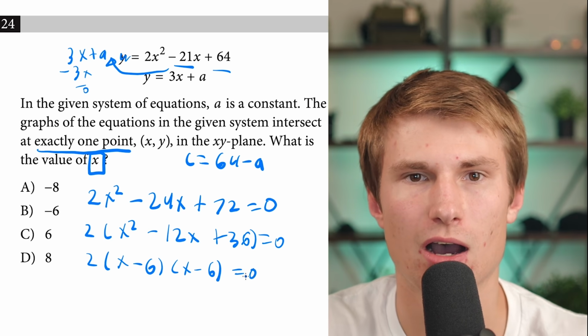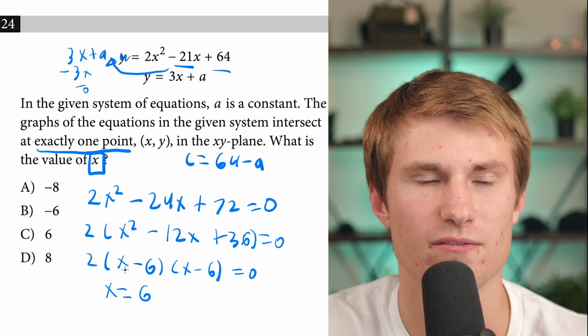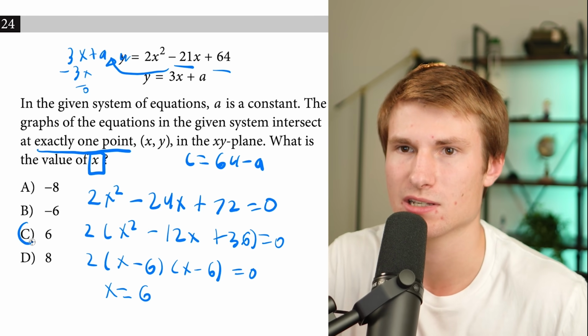Okay, now when we factor this out, we see that x will have to equal 6. So the value of x then would be 6. So our answer there would be C.